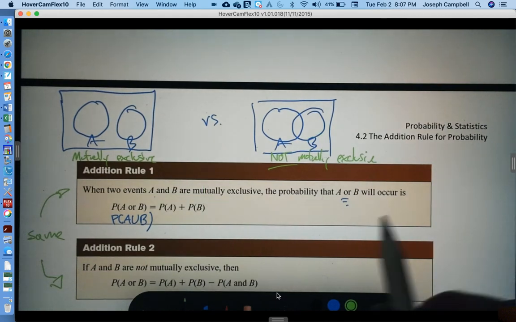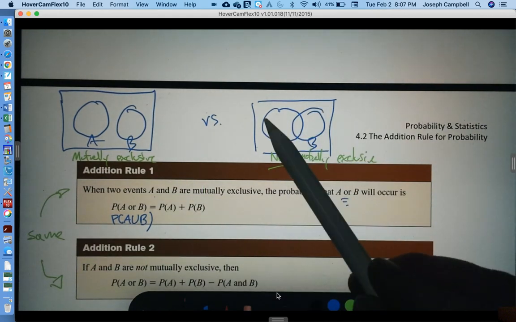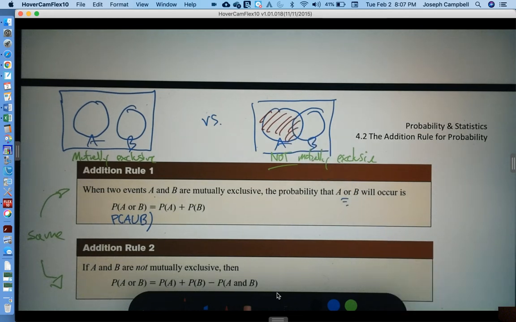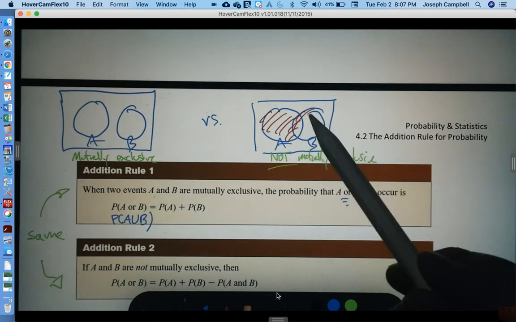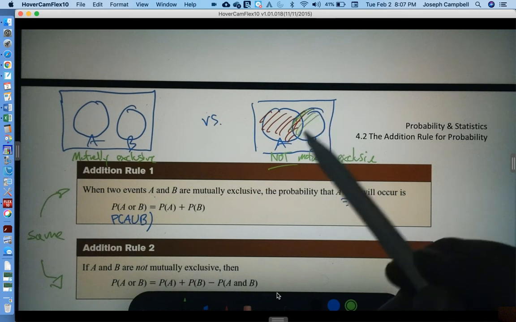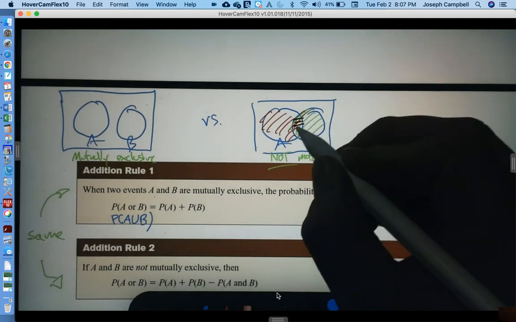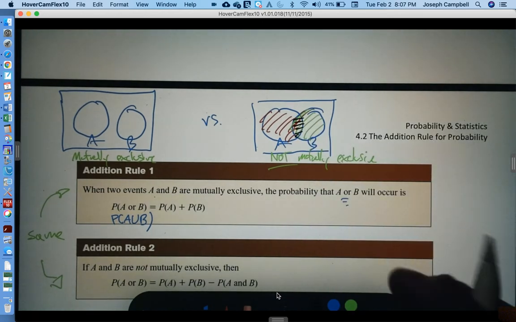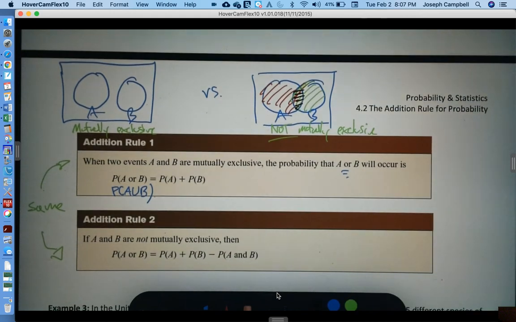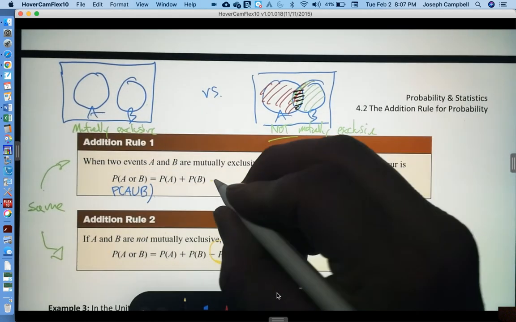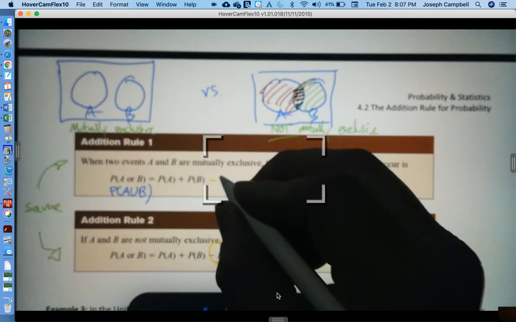Anyway, you have to take A, and you have to add B to it. But when we do that, you might have noticed that I added something twice. I added this middle area twice. And that's exactly why we have to subtract it one time, so we're not double counting anything.